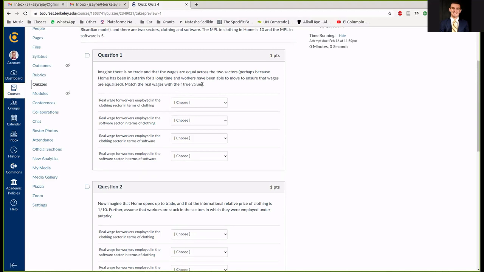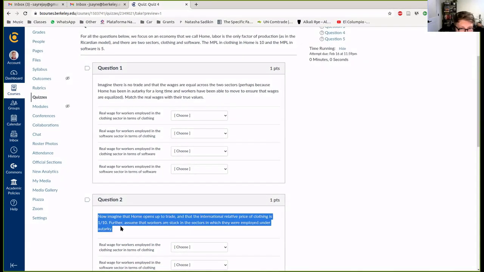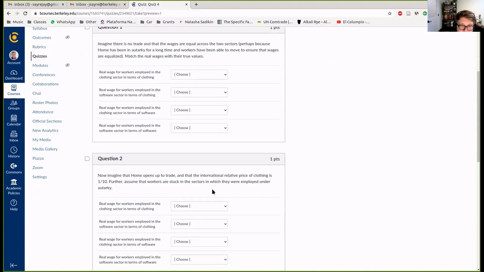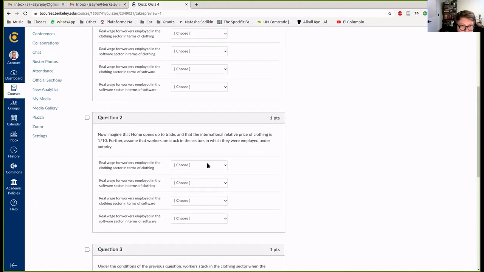First question was like autarky, right? And now imagine the home opens to trade and the international. Okay, so the real wage for workers employed in the clothing sector in terms of clothing.